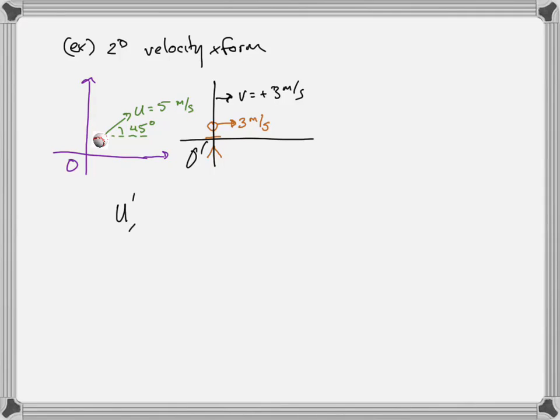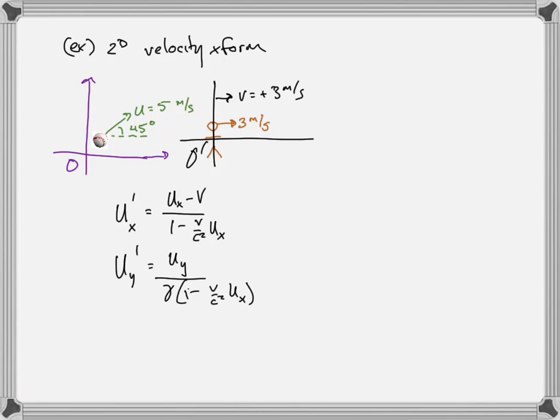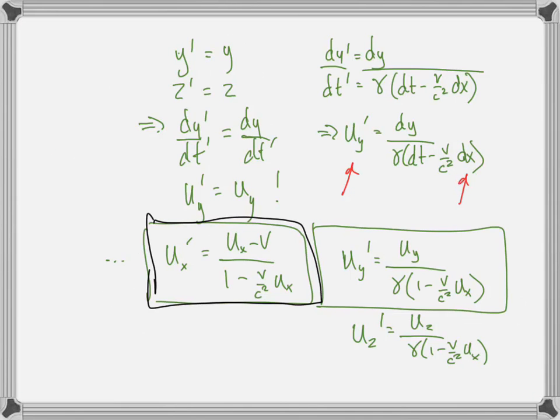Now it's two-dimensional, so u prime x is equal to u sub x minus v over 1 minus v over c squared u sub x, and u prime y is equal to u sub y divided by gamma times 1 minus v over c squared u sub x. That's the velocity transformation. Let's just go back and check that out. Gamma times 1 minus v over, yeah, okay.